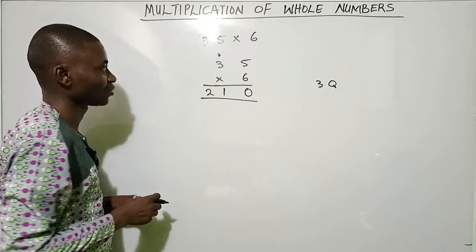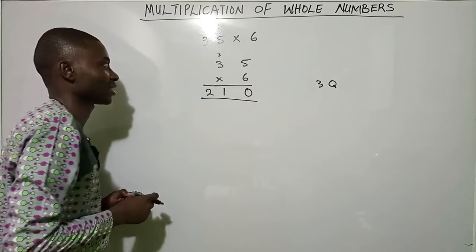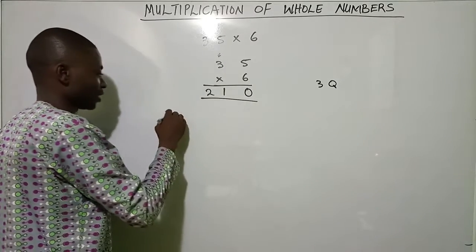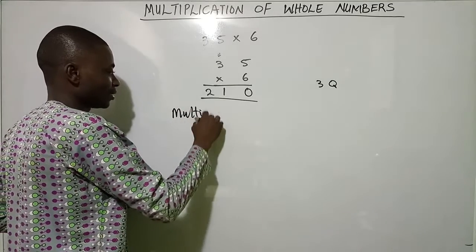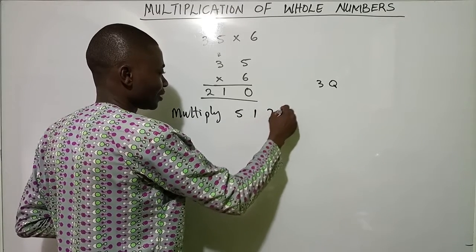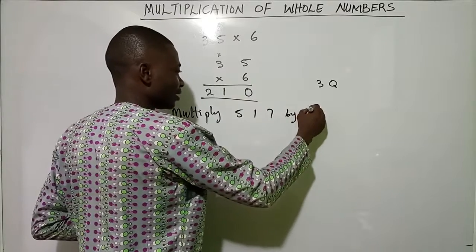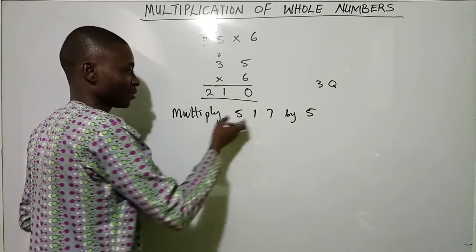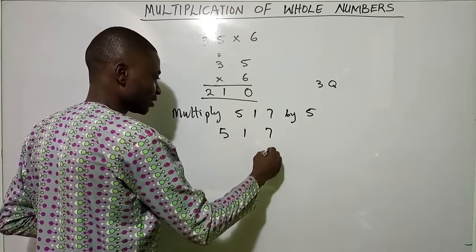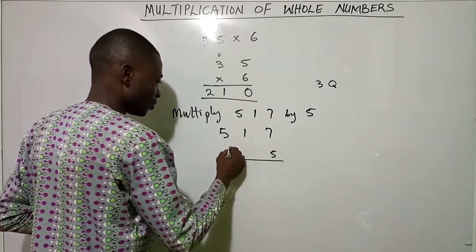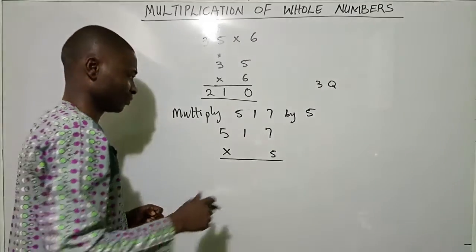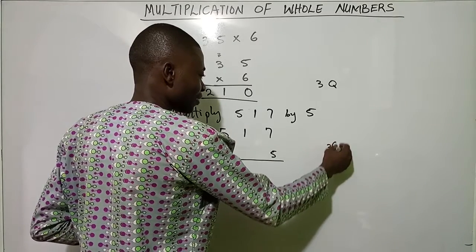Now let's take another example again to demonstrate how we can also multiply. For instance, we will multiply this time maybe a 3-digit number by just 1 digit. For instance, you have a question like this that says multiply, let's say, 517 by, let's say, 5. Okay, multiply 517 by 5. All you do again, you write this out like this. Okay, you multiply now. We say 5 times 7. 5 times 7 is what? Is 35.